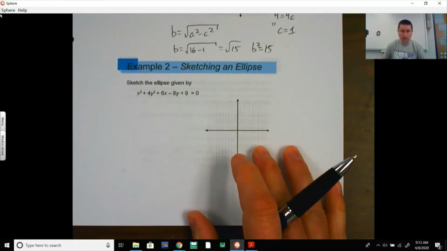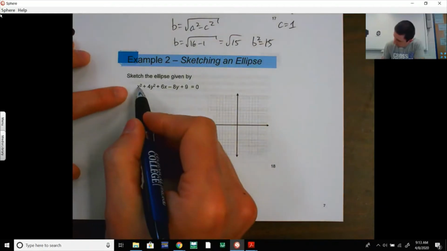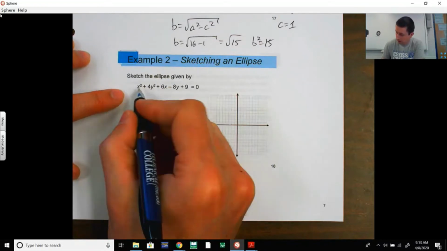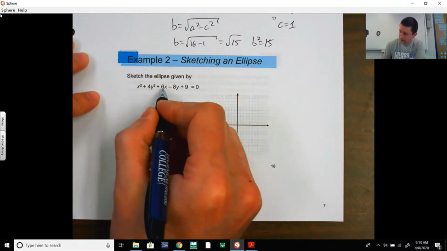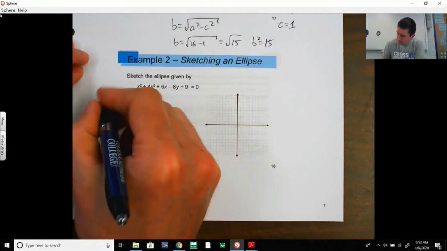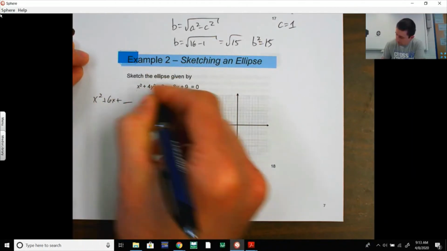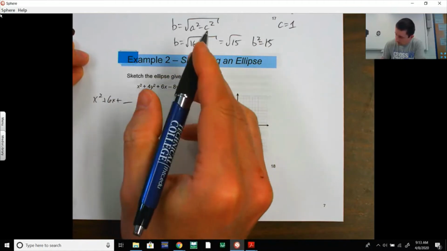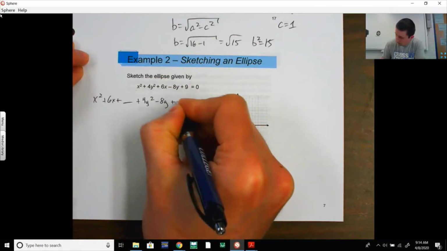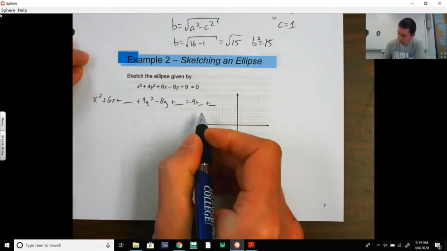All right, completing the square. Sketch the ellipse given by this formula right here. So this is the general form, not the standard form, but the general form. X squared plus 4y squared plus 6x minus 8y plus 9. So we're going to group the x's together. X squared plus 6x plus blank, the y's together, plus 4y squared minus 8y plus blank equals negative 9 plus blank plus blank.